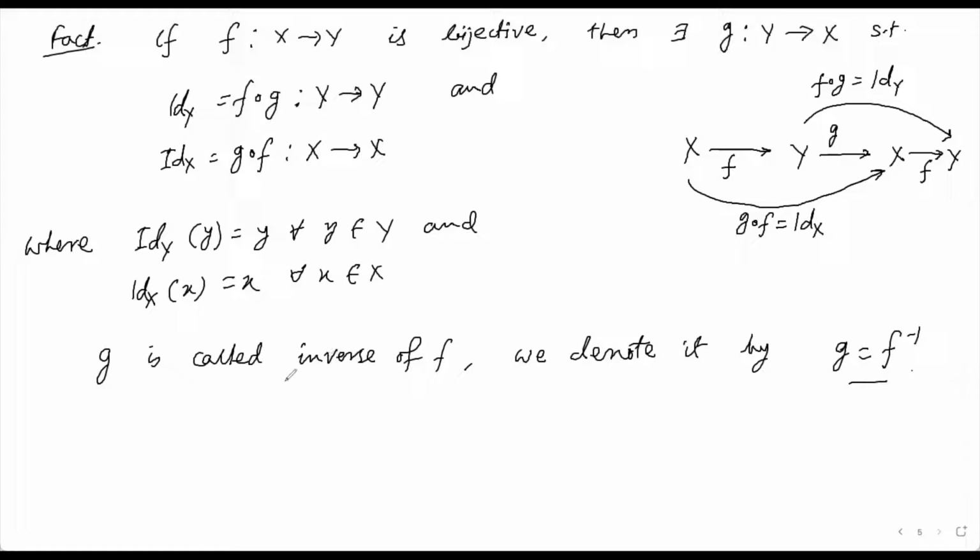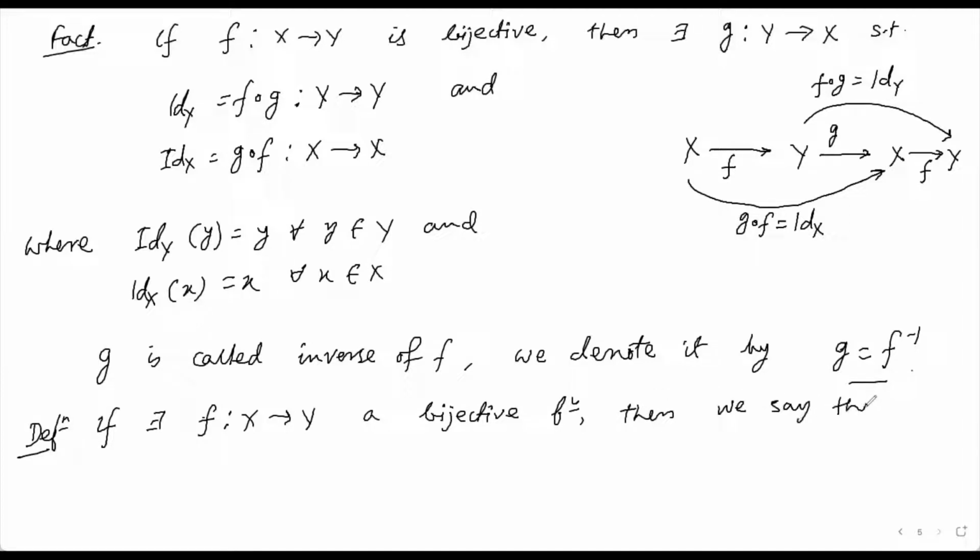And okay, next we define the following. Next definition: if there exists a bijective map from X to Y, if there exists f from X to Y, a bijective function, then we say that the sets X and Y have the same cardinal number.